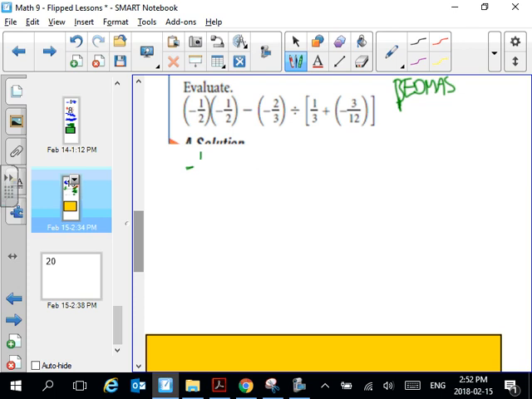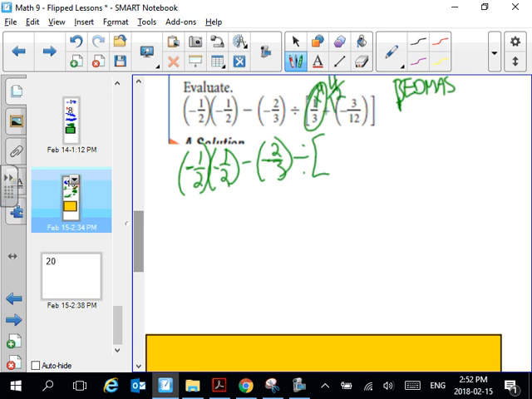So what I have is negative 1/2 times negative 1/2 minus negative 2/3 divided by, and now I have to do 1/3 plus negative 3/12. So I need to get these over the same denominator. I'm going to multiply both of these by 4 in order to get over 12. So I have 4/12 plus negative 3/12, which leaves me with negative 1/12.